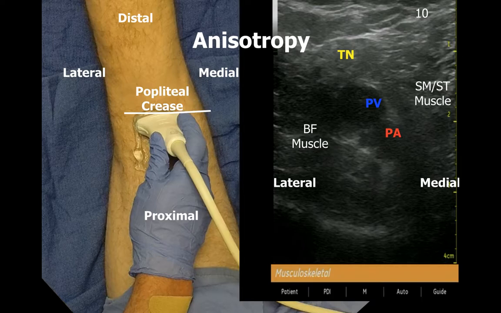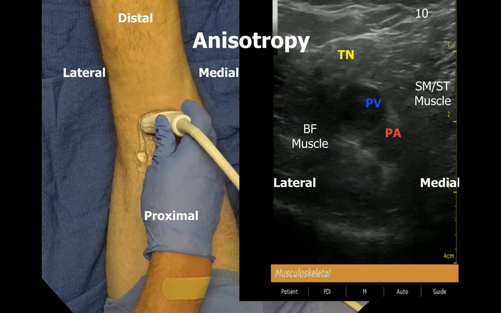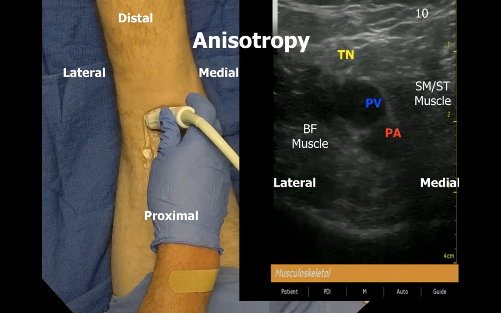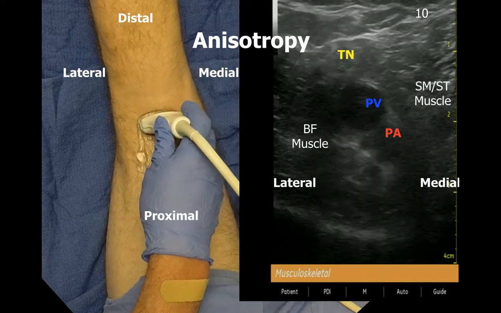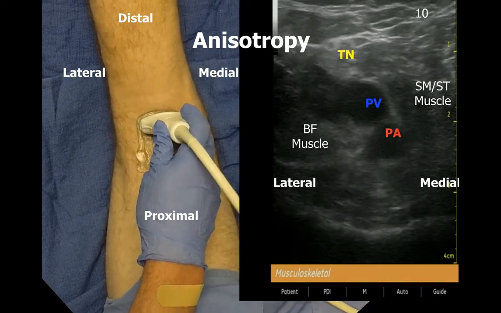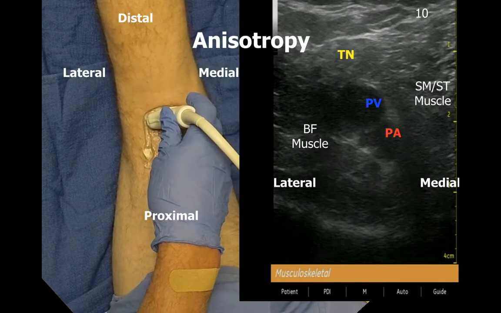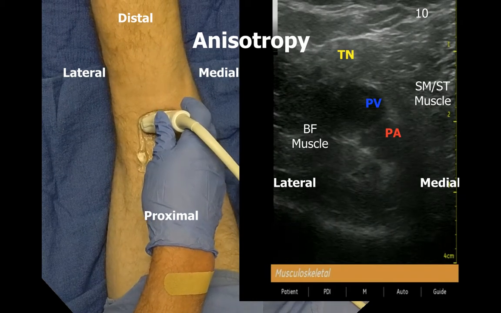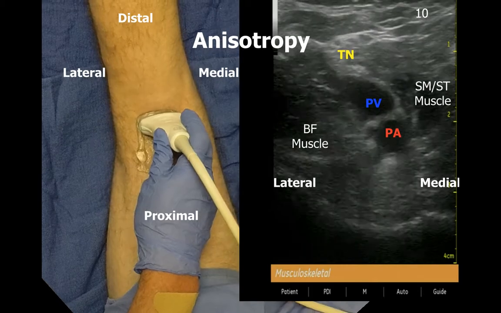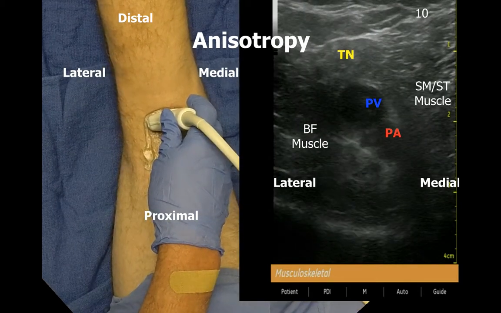This video illustrates the principle of anisotropy. In these simultaneous recordings of the transducer position and the ultrasound image, note the increased echogenicity of the tibial nerve as the transducer is angled caudad approximately 20 degrees. As the transducer is returned to a position perpendicular to the skin surface, the echogenicity of the nerve is significantly diminished.